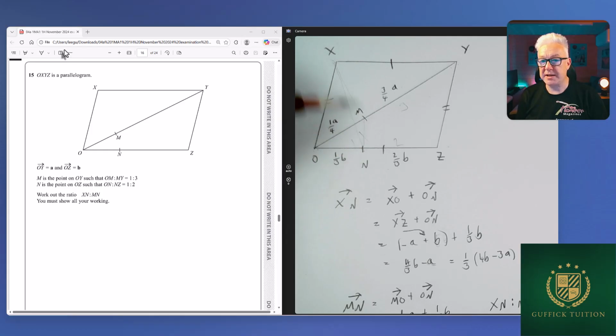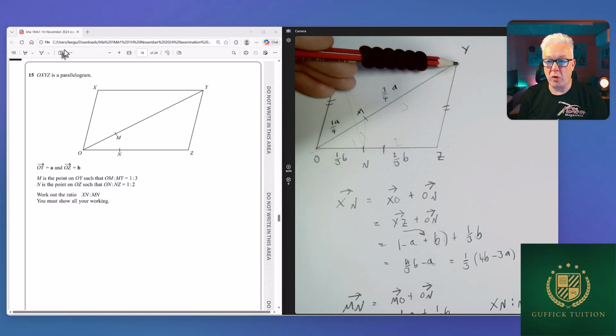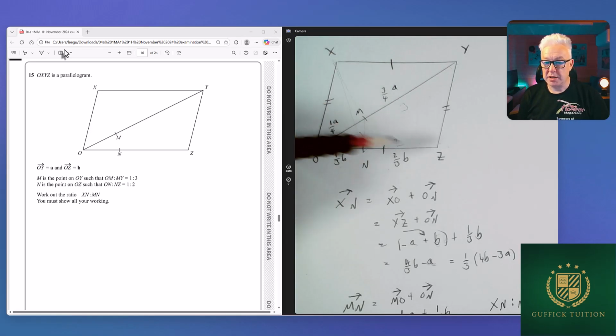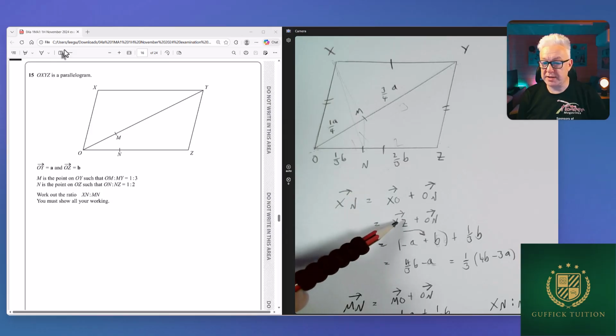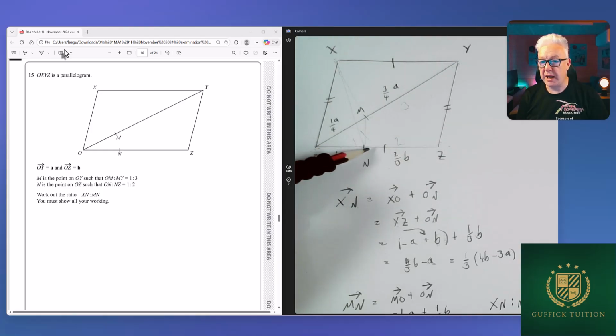Now to go from X to N, I would say you would go from X to O, and then you would do O to N. But here's the first thing. Because of the fact that we're told that it's a parallelogram, going from X to O is the same as going from Y to Z. So I've written that to go from X to O is the same as Y to Z. So to go from X to N is the same as doing that and then doing that. Okay, so you go down there and along there.